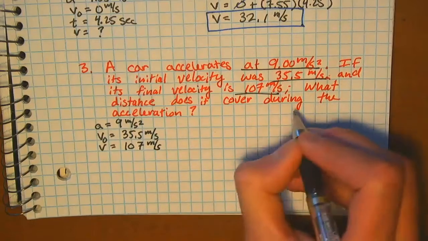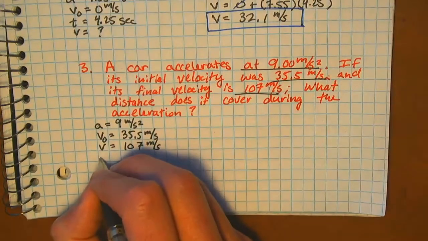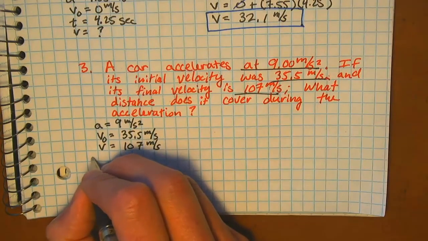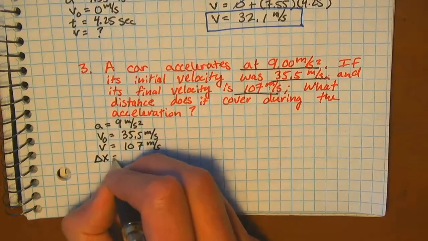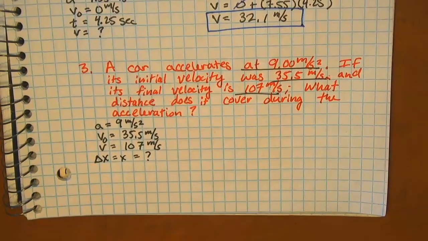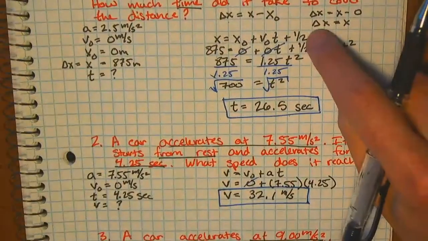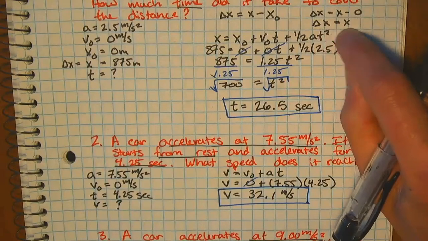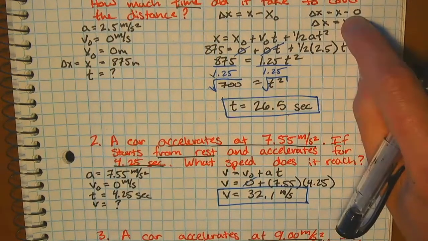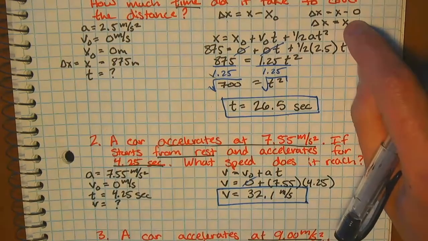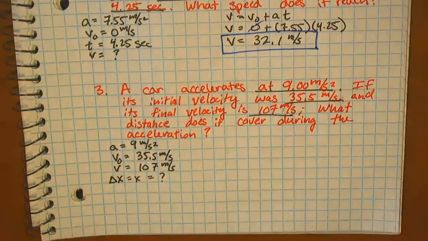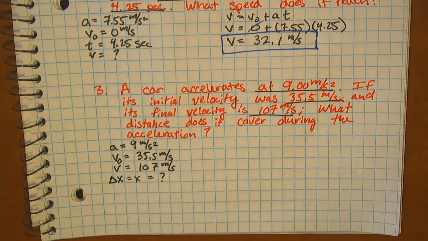What distance does it cover during the acceleration? Okay, I want to know what distance, so that's either delta x or x. That's what I'm looking for. So I'm looking for either one of those because I'll just set the initial, for the same reason that up here we set, delta x is equal to x. So those are the same thing because as long as we set our initial velocity or position equal to 0, then those two are the same. How far you have gone is equal to where you are as long as you start from 0.